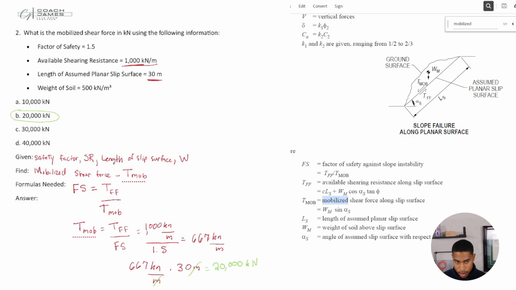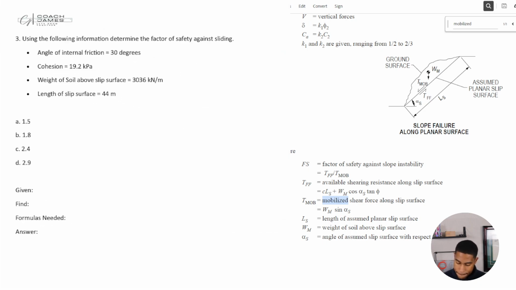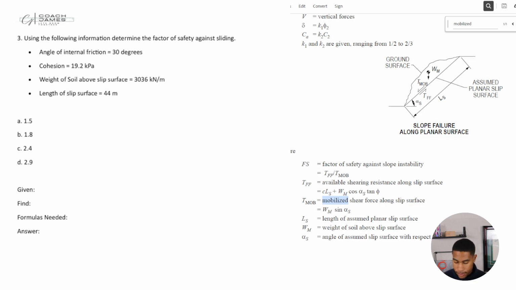All right. Let's get number 3. Using the following information, determine the factor of safety against sliding. Angle of internal friction is 30 degrees. Cohesion is 19.2 kilopascals. Weight of soil above the slip surface is 3,036 kilonewtons per meter. And the length of the slip surface is equal to 44 meters.